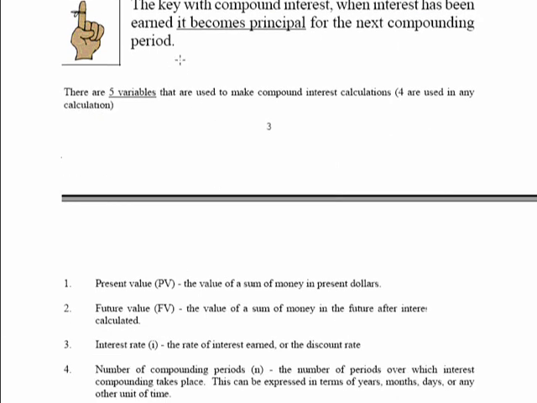Now, this book kind of refers to the 5 variables that are used to make compound interest calculations, and that's correct. I think we might refer to these calculations also, or more, as the time value of money calculations. So when we talk about the compound interest calculations, I might use the term or the concept of the time value of money calculations. Sorry about the sloppy handwriting there.